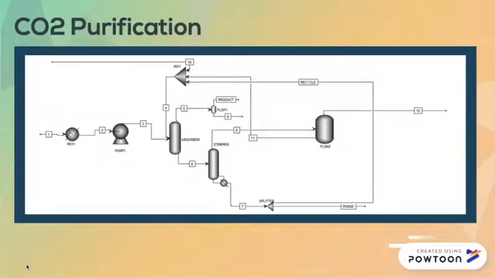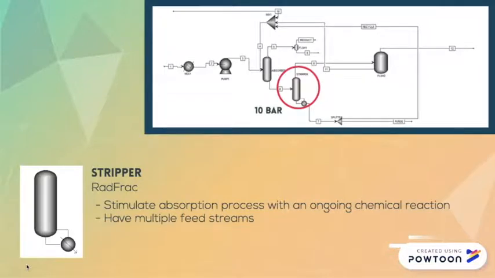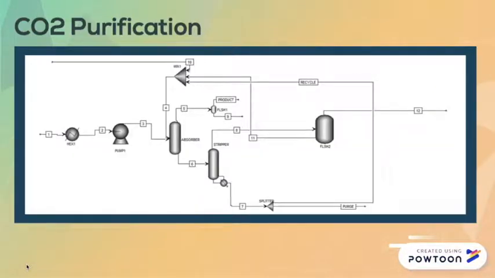The top stream from the absorber is passed into a flash operating at 40 degrees and 10 bar to separate the unabsorbed CO2 from the remaining components being fed into the methanator. The bottom stream from the absorber is fed into the stripper at 10 bar. A RadFrac model has been used for the stripper for the same reasons as the absorber, in order to separate CO2 and recover MDEA, which is recycled back into the absorber. The top stream from the stripper is then fed into flash 2, operating at 110 degrees and 12 bar to further purify CO2 to match the desired specification.